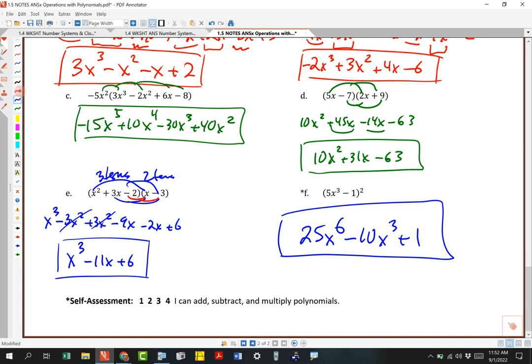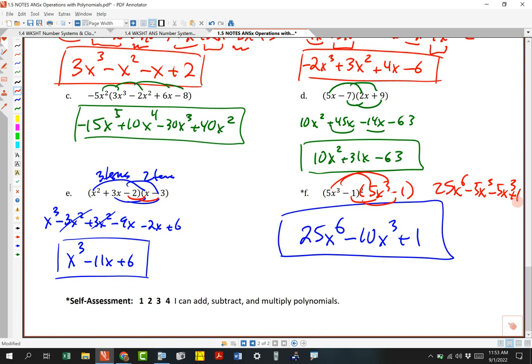Okay, remember that pattern I was talking about that I said happened a lot? I'm going to write 5x to the 3rd minus 1, and I'm going to multiply here. That's going to be 25x to the 6th. Then I'm going to multiply here. That's going to be minus 5x to the 3rd. Then this one gets its turn with both of those. So that's going to be a negative 1 times 5x to the 3rd. That's minus 5x to the 3rd. And a negative 1 times a negative 1 is a positive 1.